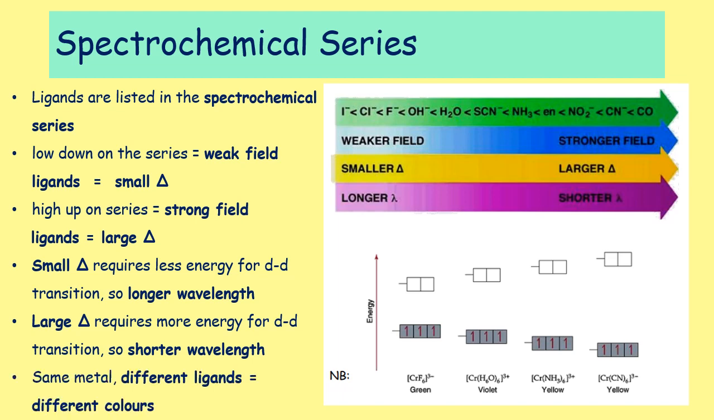So the same metal with different ligands will look different colors. We also know that if we change the oxidation state of the metal, that's going to change how many electrons there are, and that will change the color as well. So transition metal complexes change depending on the ligands they have and on the oxidation state of the metal.